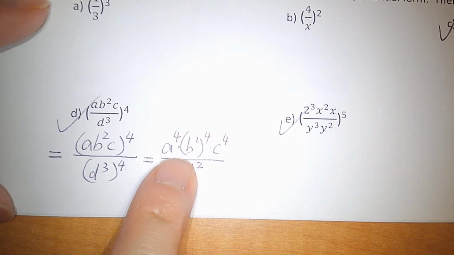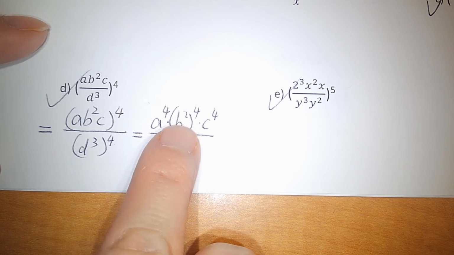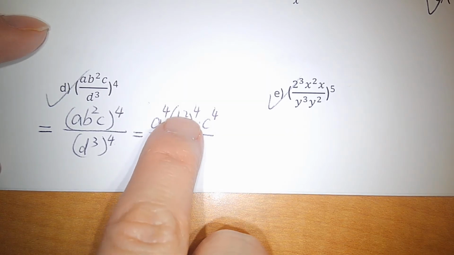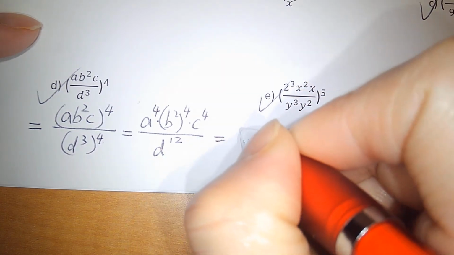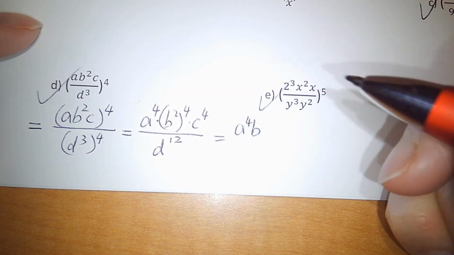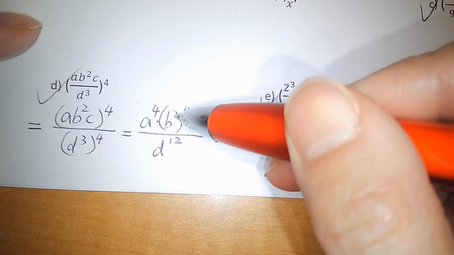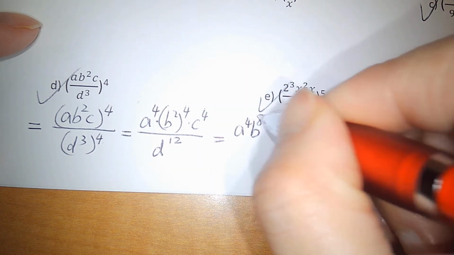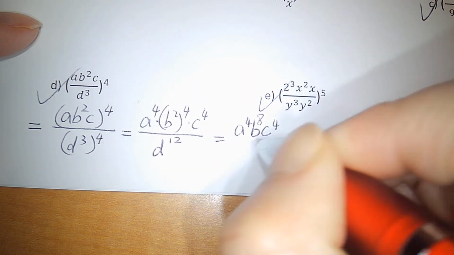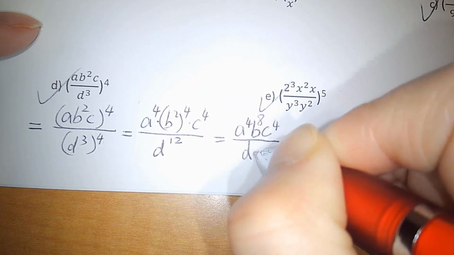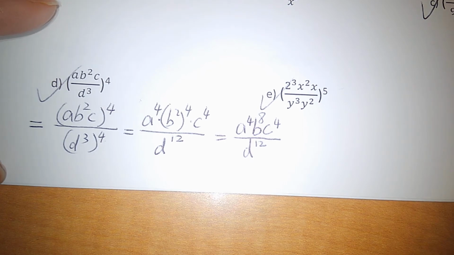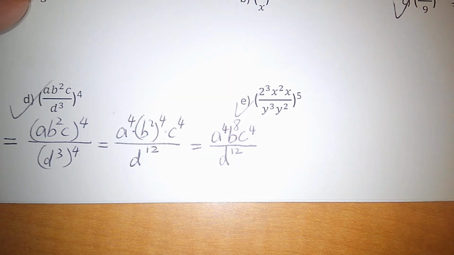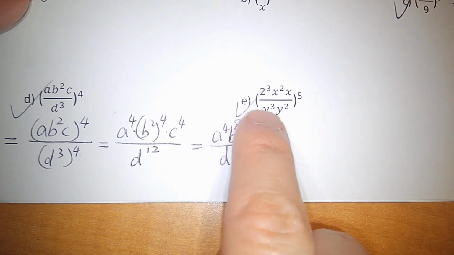12, right? However, this is not the most simplified form because we have to simplify b squared then fourth power, right? So we have to write one more step as what? a to the fourth, b to the what? 2 times 4, 8. c to the what? 4, divided by d to the what? 12. Right? Alright, can you give question E a try?